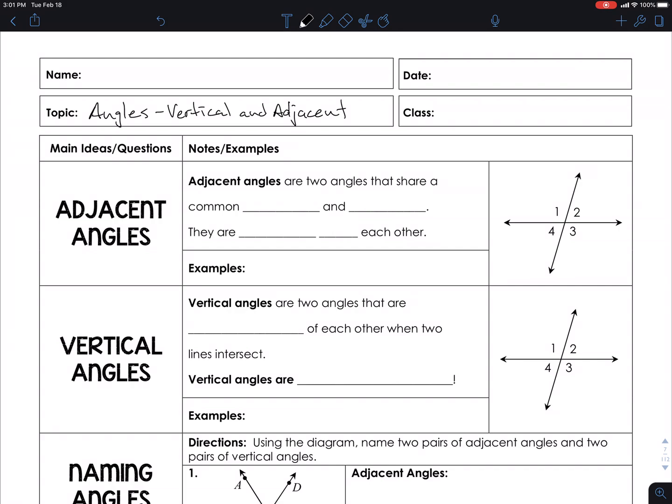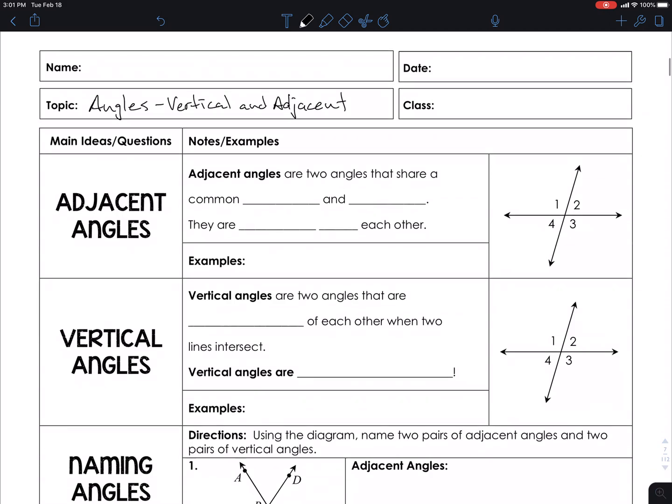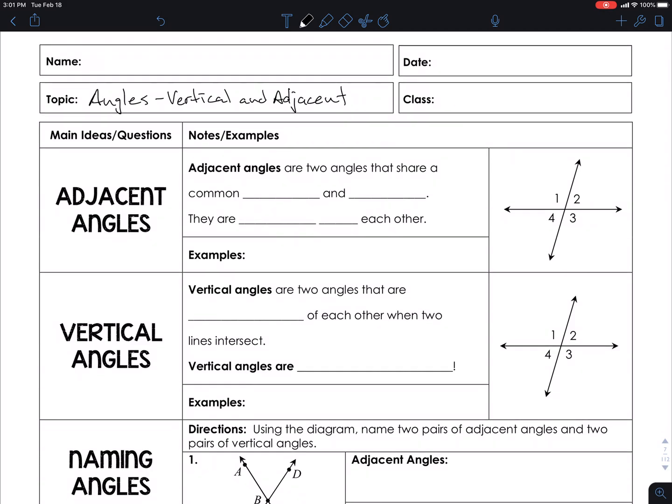So we'll go through this and figure out what everything is, and then we'll use some math to actually solve for some missing values. So adjacent angles are two angles that share a common vertex and side. So one side, that means they're next to each other, they share a common vertex, and they share a side. So they are next to each other.